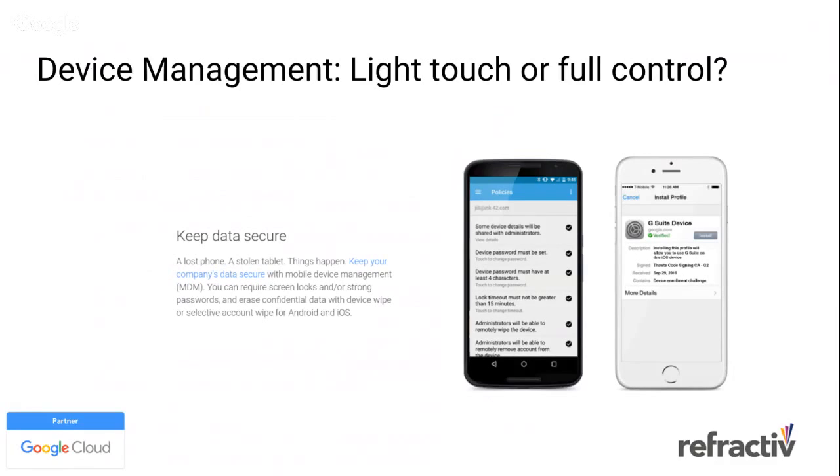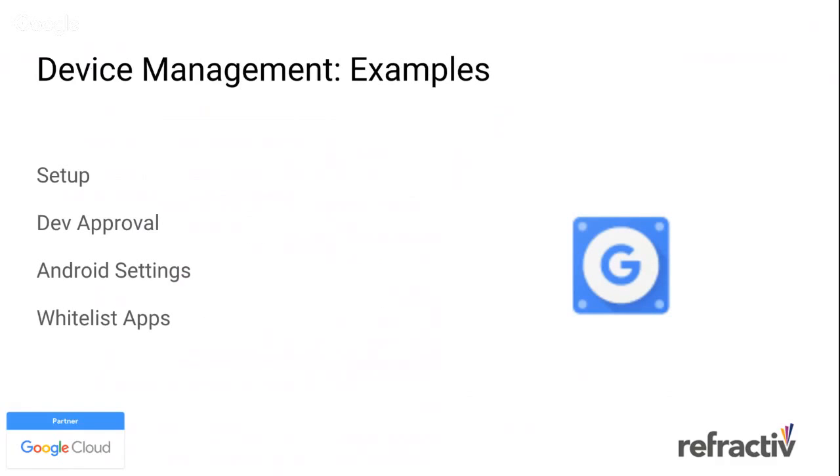Lots of clients that we work with, especially in the SME space, don't know quite what you can do with device management just out of the box in the basic and more so in the business version of G Suite. So I just want to mention a few things. You can do setup, you can do device approval, and you can do things like settings on Android and whitelist apps and things. So I'm going to run you through that really quickly.